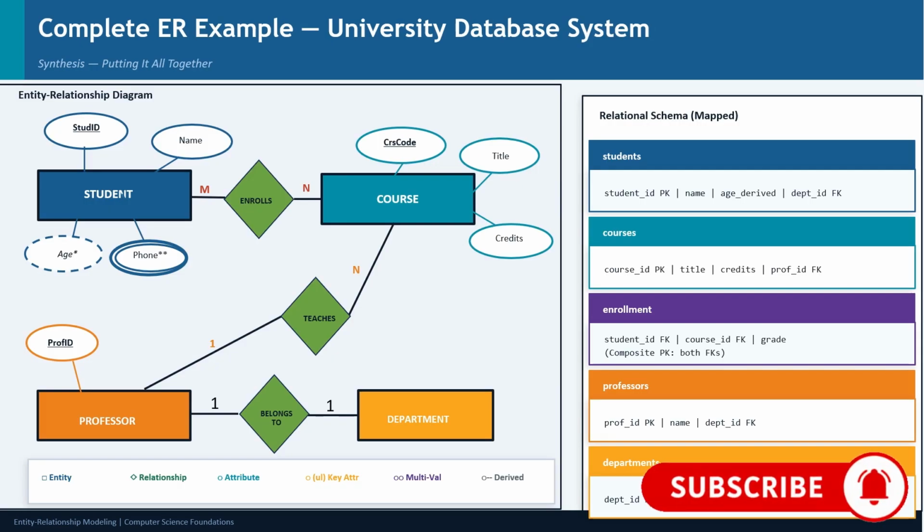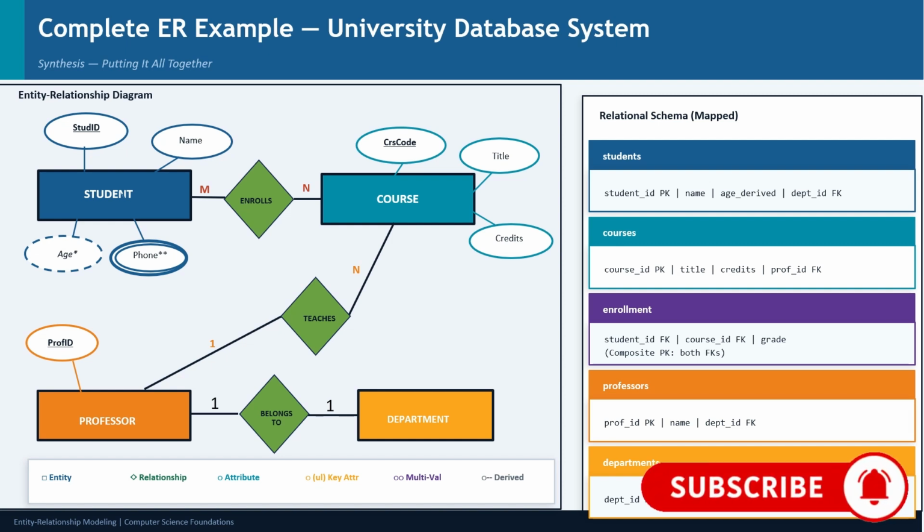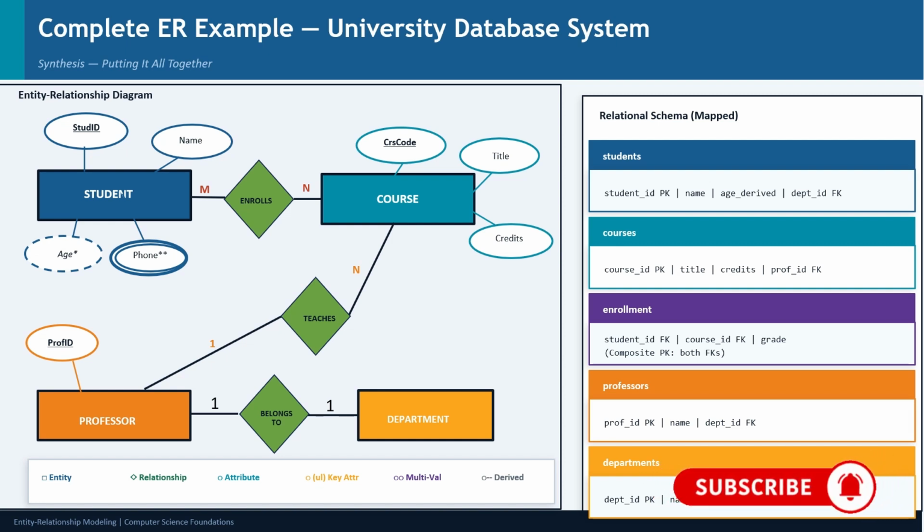A university database system. Look at the ERD on the left. We have four entities, student in blue, course in teal, professor in orange, and department in gold. Student connects to course via the enrolls in diamond. That's a many-to-many relationship, M and N on the lines. This will need a junction table.